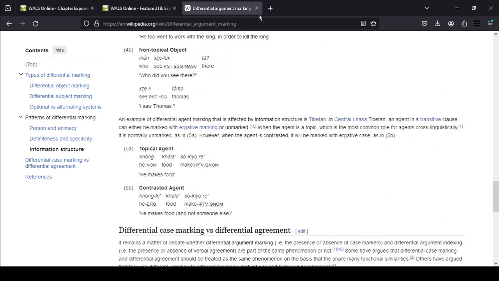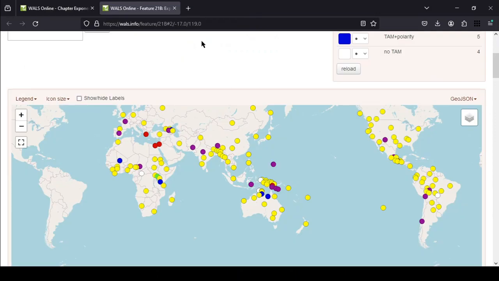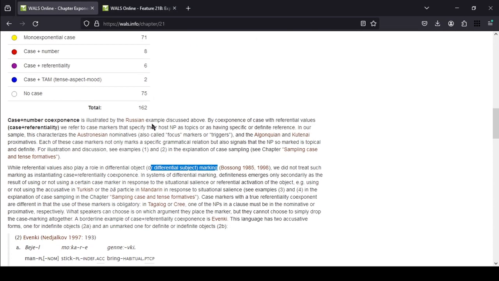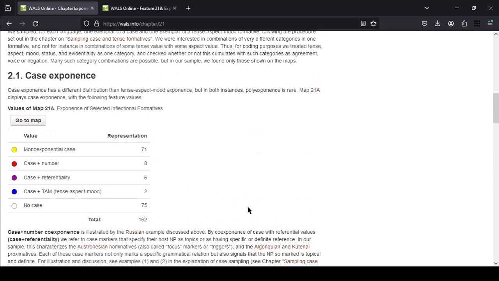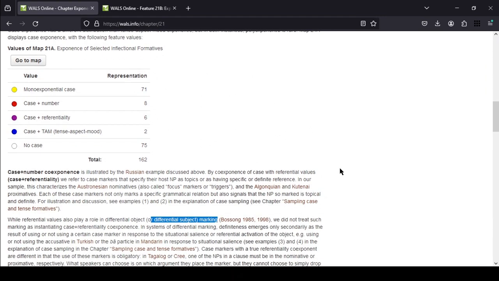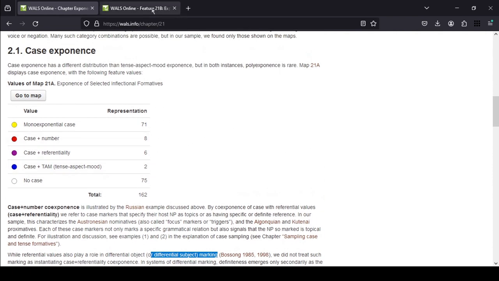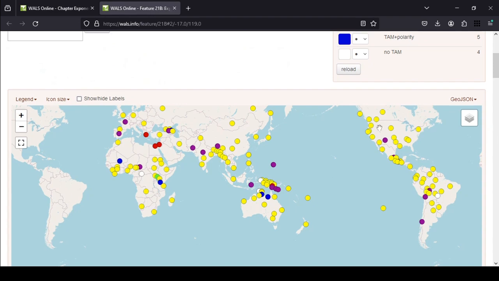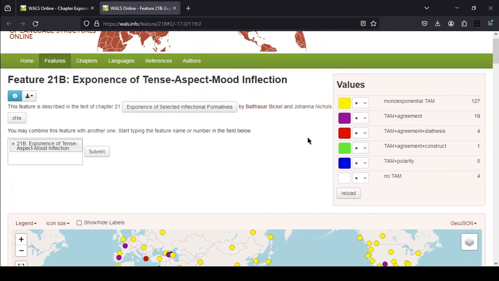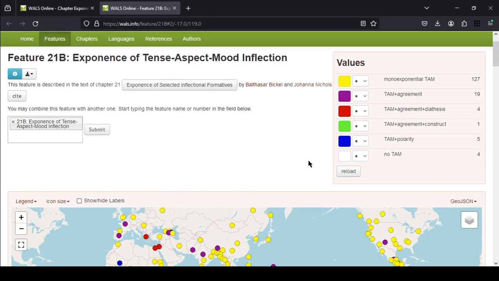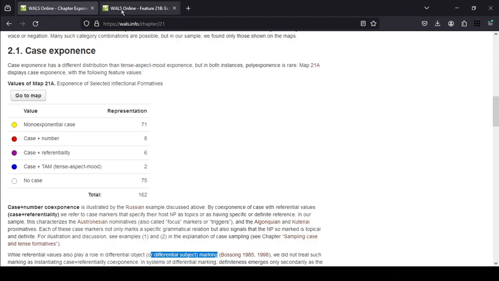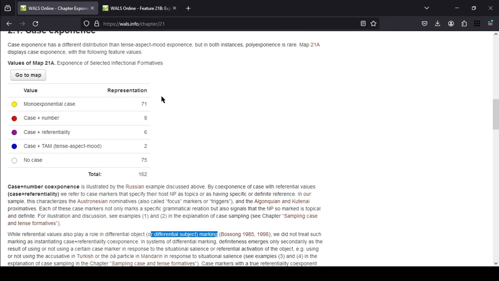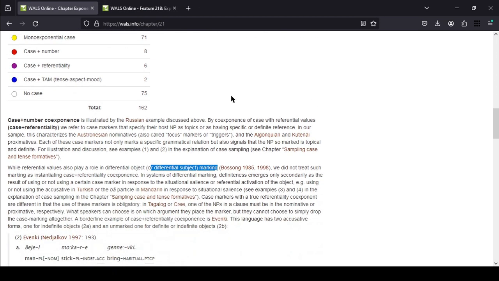Yeah, I think I generally get it. I don't really need to read all this. Okay, so I don't know if you've looked at this map before, but let's look at it. Case exponents. Wait, that's the wrong map. My bad. Yeah, I'm not the greatest host.